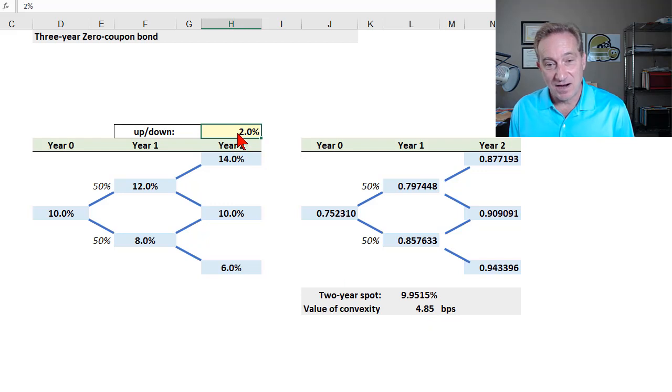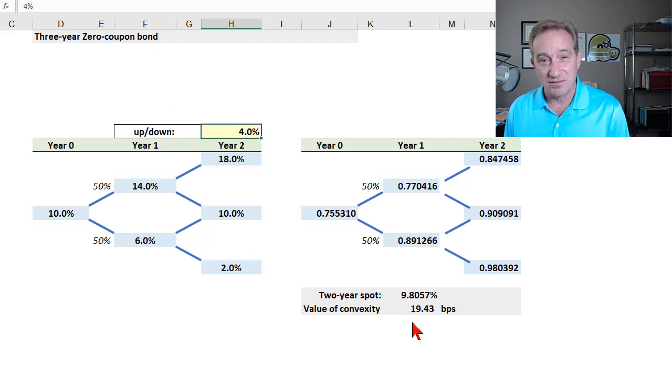Okay, and then if I just go and do the 400 basis point scenario, you can see here that under the 400 basis point volatility into the 2-year bond, you may recall that was 7.28 basis points for value of convexity.